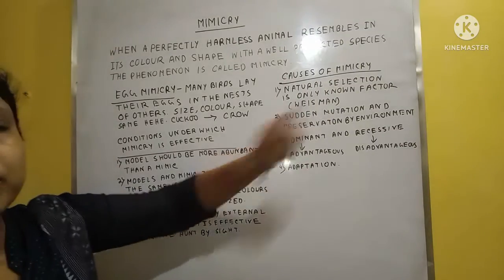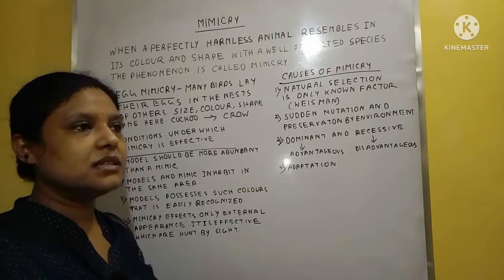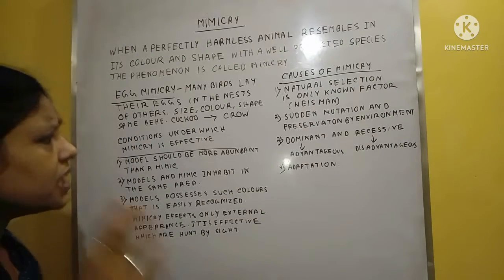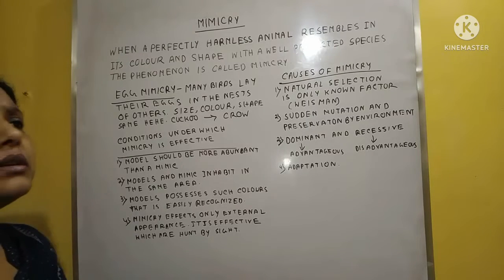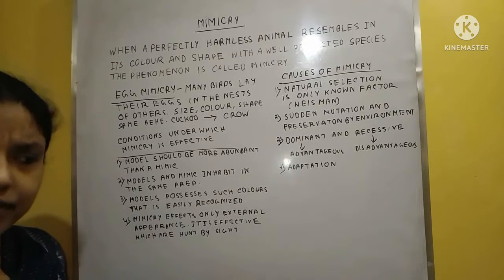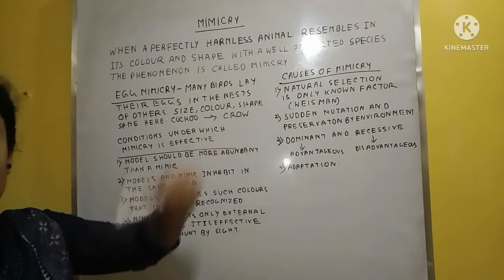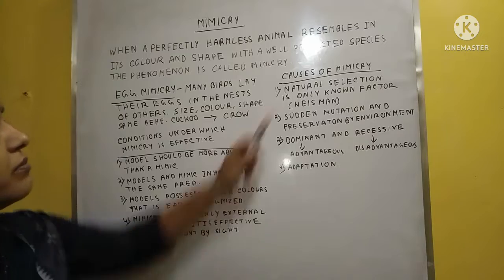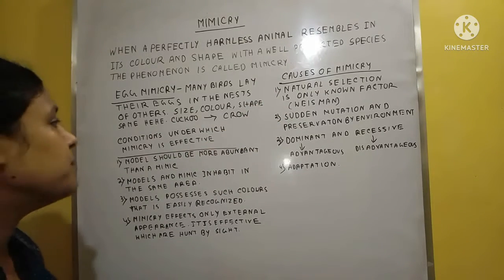First, let me describe the mutation. Due to the mutation, any new character grows within the animal's body, and if it is naturally selected, or selected by the environment, then this character remains within their body, and that's why the mimic animals can grow. It is one cause, you can say.